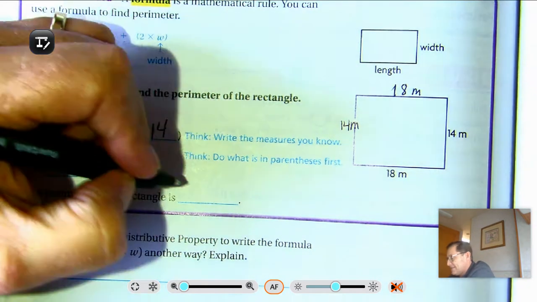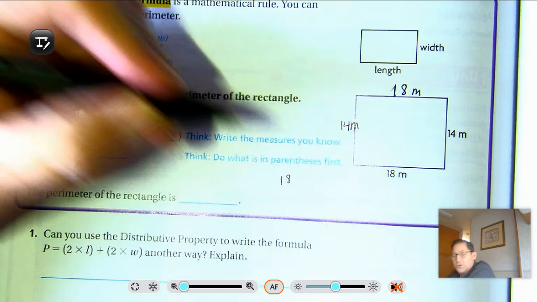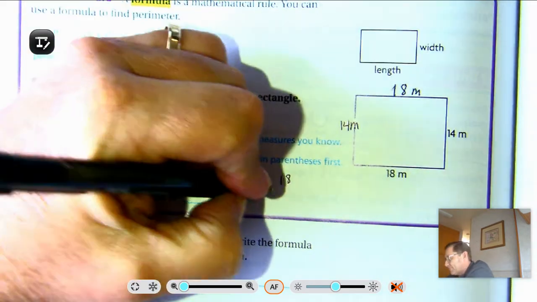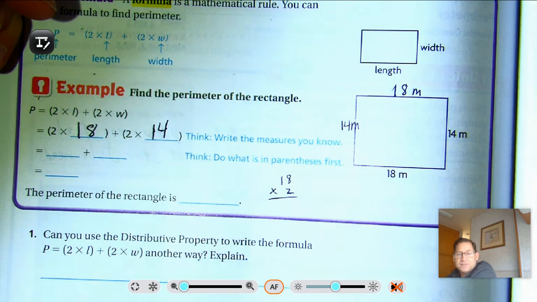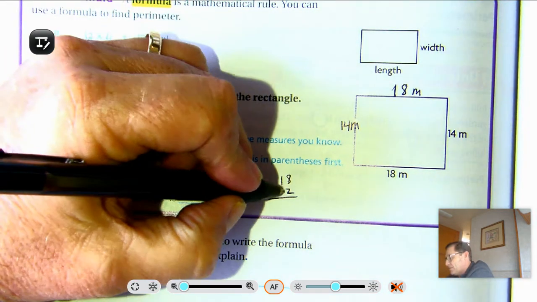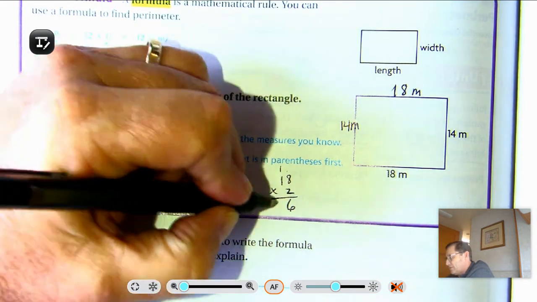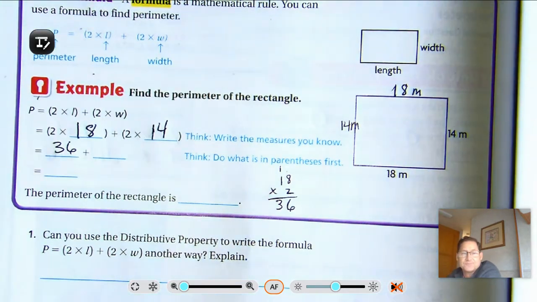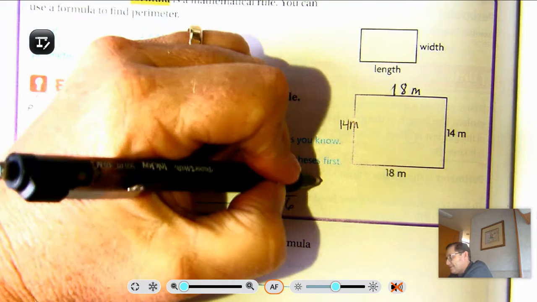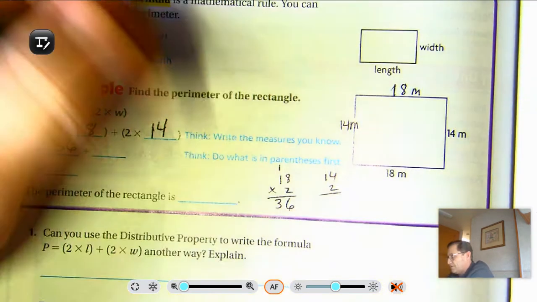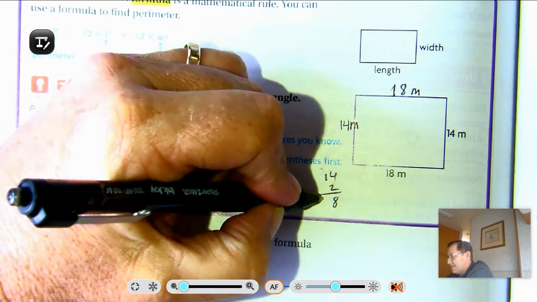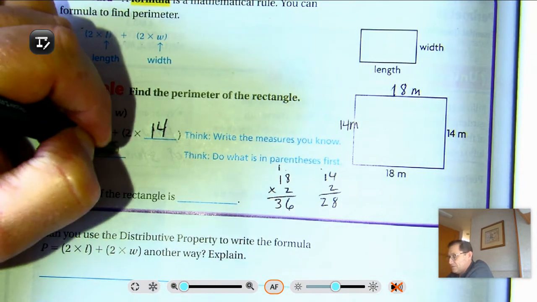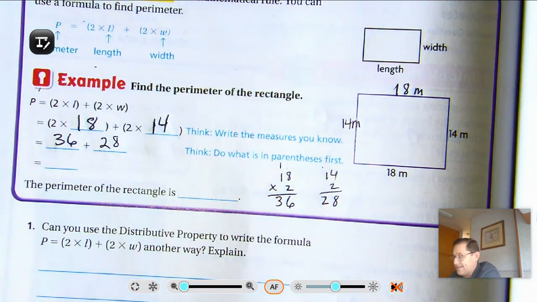Okay, so 2 times 18. Well, you could go 18 plus 18 or use multiplication. 2 times 18. 2 times 8 is 16 ones. Regroup that, we get 3 tens. So 2 times 18, 36. 2 times 14. 2 times 4 is 8 ones. 2 times 1 ten is 2 tens. So 36 plus 28.